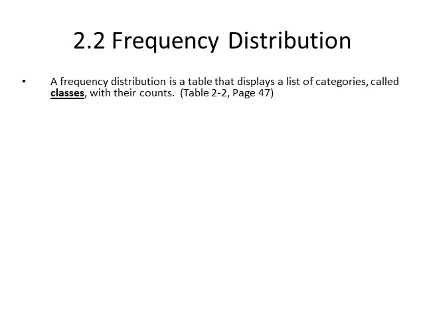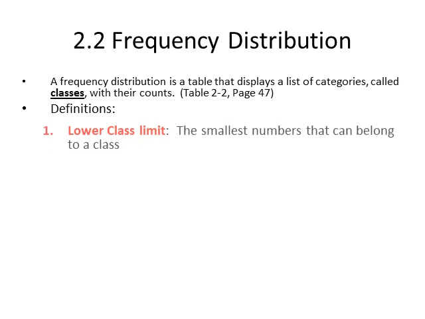Something that you'll need to know and be really familiar with for the first exam is a frequency distribution. A frequency distribution is a table that displays a list of categories that are called classes, and then it has tallies of each of the categories listed in that table. And so I'll reference table 2.2 on page 47 when we do these examples here.